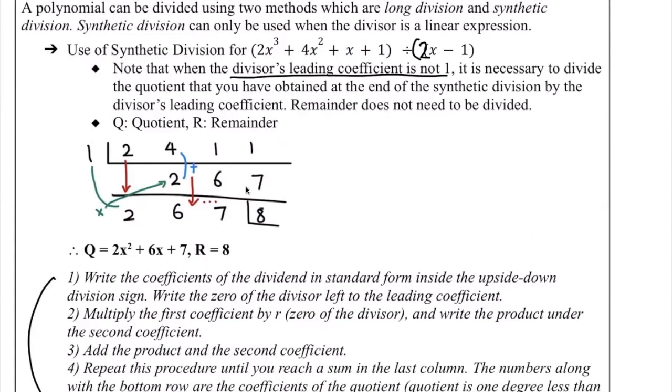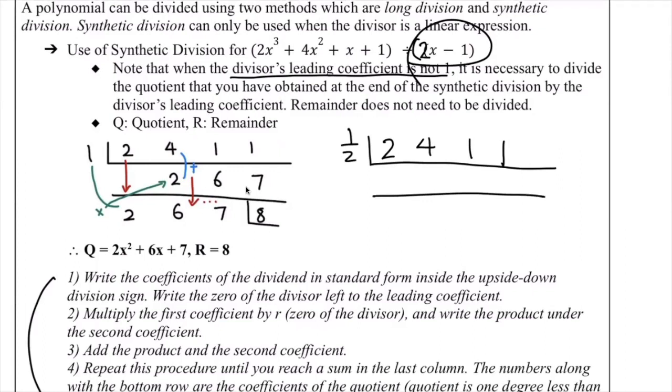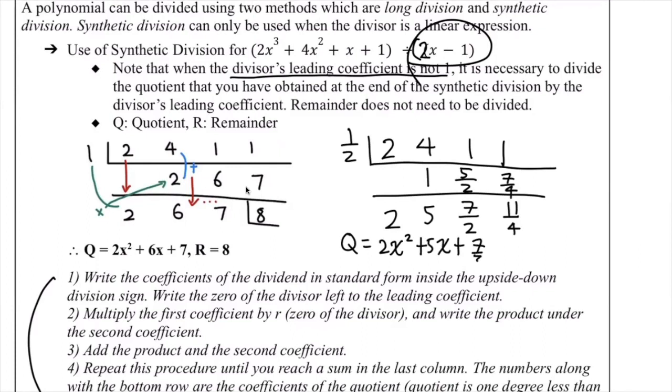In this case, we're going to do everything the same. First, we write the coefficients, and we find the x-intercept of this divisor, which is essentially 1/2. And then we do everything the same. 2, multiply these two, 1, 5, 5 over 2, 7 over 2, 7 over 4, 11 over 4. So we can conclude that the quotient would be 2x squared plus 5x plus 7 over 2 and the remainder is 11 over 4. However, this is not actually the right answer.